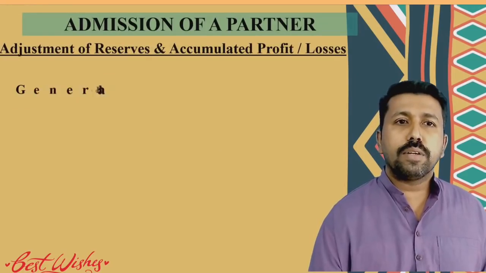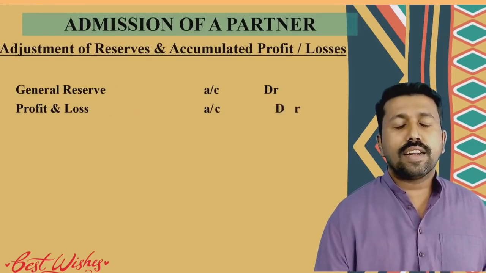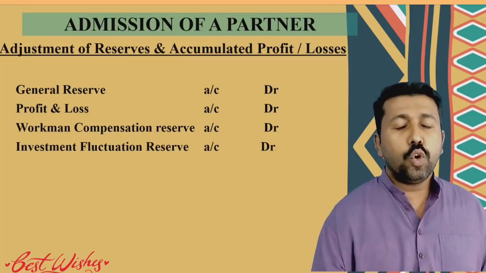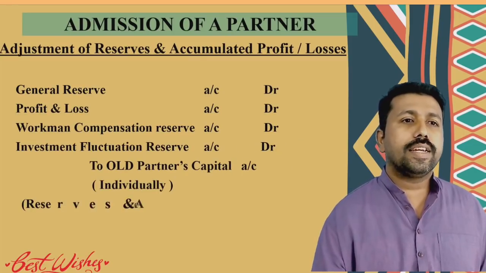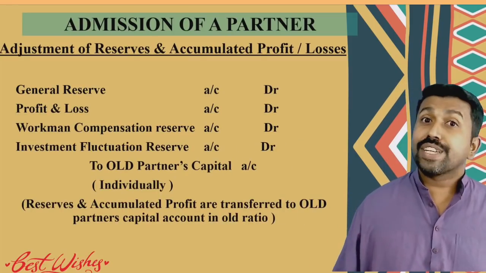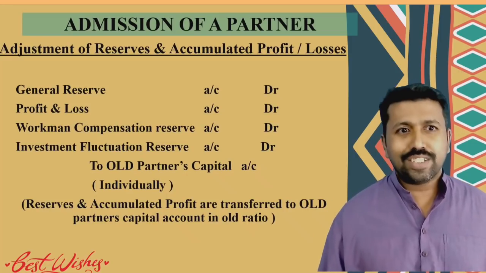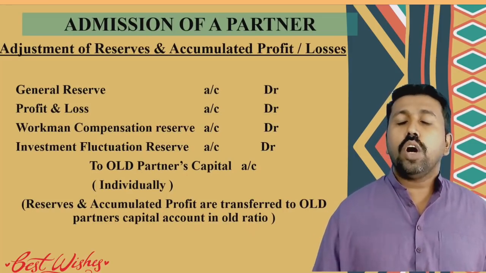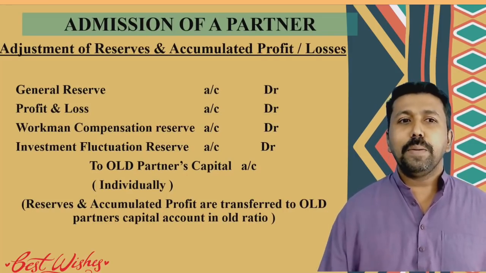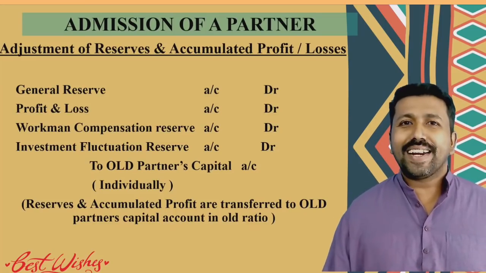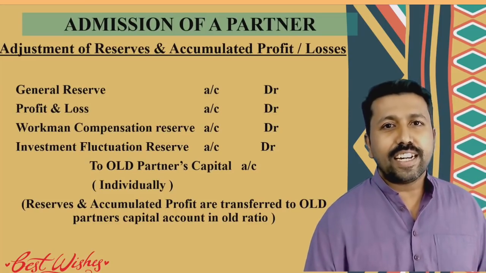And also you have to remember the adjusting entries regarding the accumulated profits, losses and reserves. You know very well the common important items like general reserve, profit and loss credit balance, workmen compensation reserve, investment fluctuation reserve. It will be shared to the old partners in the old profit sharing ratio. That is a key point you have to remember. Old partners, old profit sharing ratio.